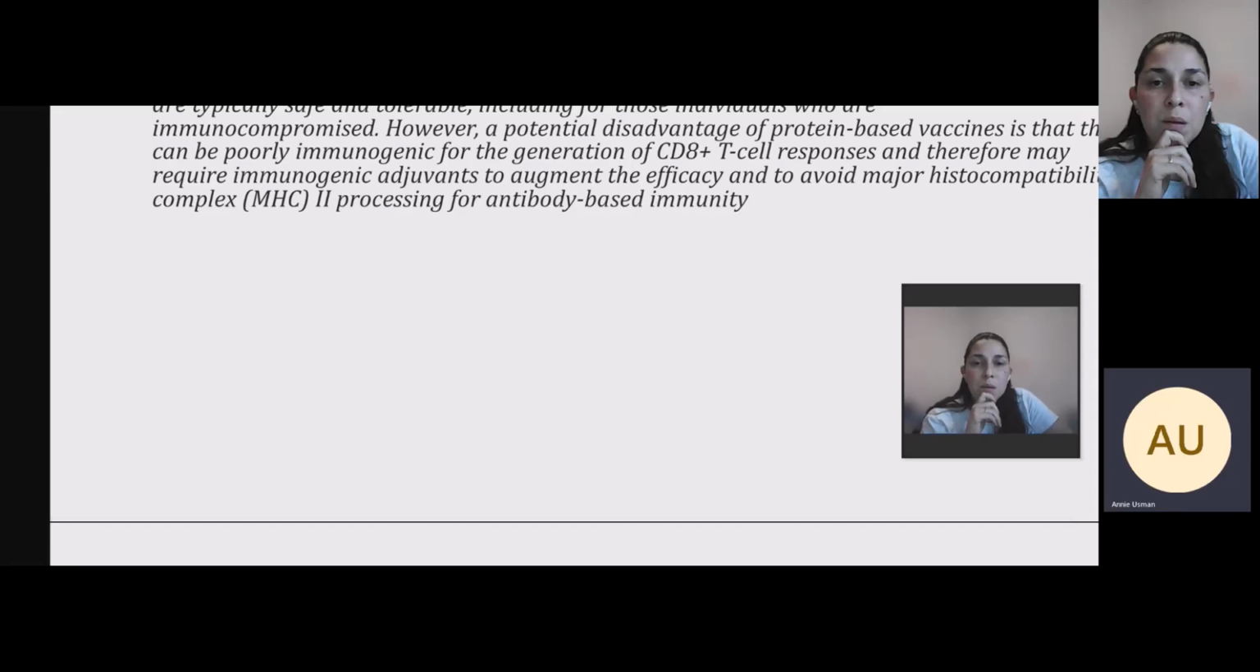A potential disadvantage of this vaccine, though, is that it can be poorly immunogenic for the generation of CD8 T cells, the killer T cells, and therefore it may again require an adjuvant to augment the efficacy, in order to avoid the major histocompatibility complex from processing the antibody-based immunity.